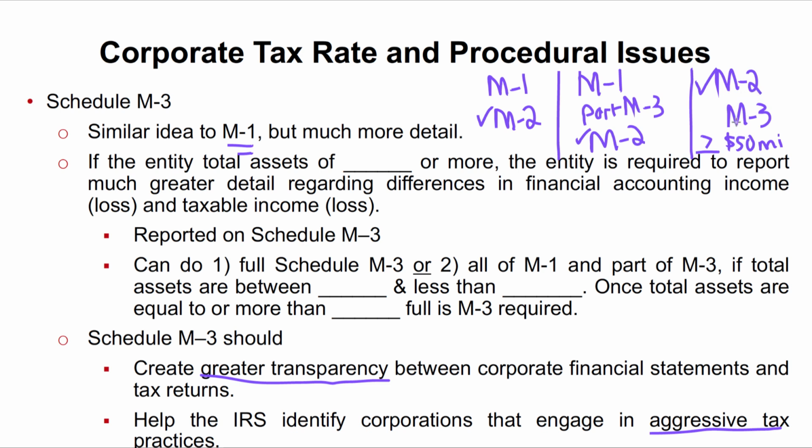But once you hit $50 million of total assets, see, you've got to be careful here, $50 million of total assets, you are required to do the full M3. You can still do the M1, but at the minimum you have to do the full M3 and, of course, the M2. So I hope that helps you understand.